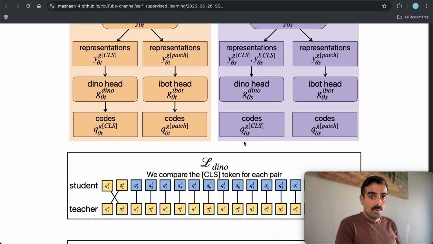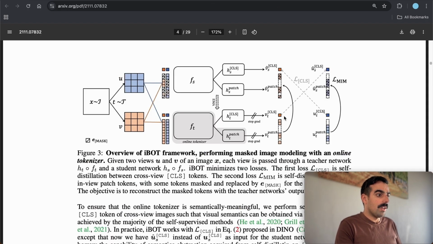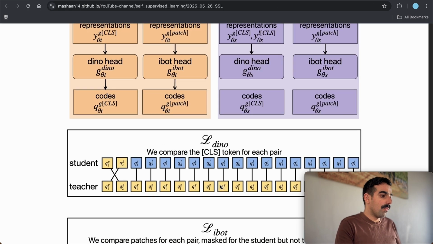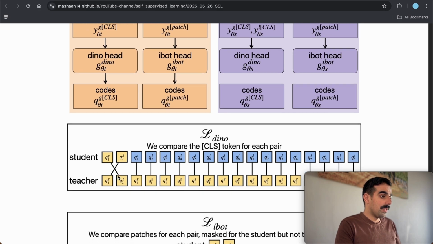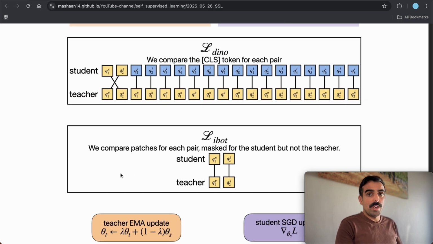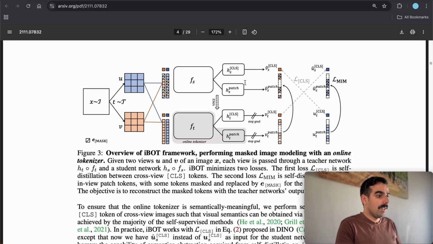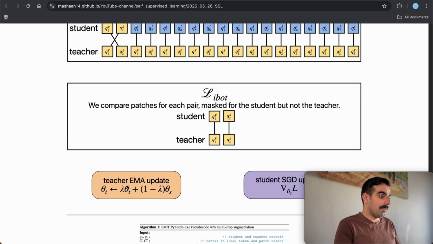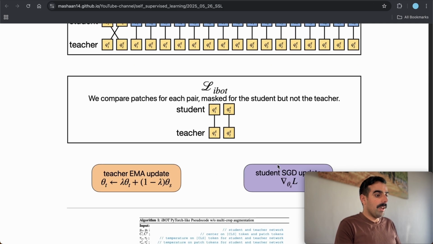Then for the DINO loss, which in the iBOT paper they call the CLS loss, we're comparing the global views in a swapped view, and the local crops are compared with global crops. And for iBOT, because we have the masked tokens, we are trying to see if the student has predicted these tokens successfully. Then we're updating the teacher and the student.